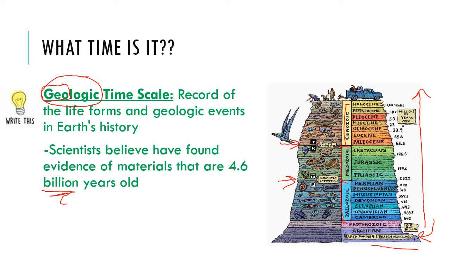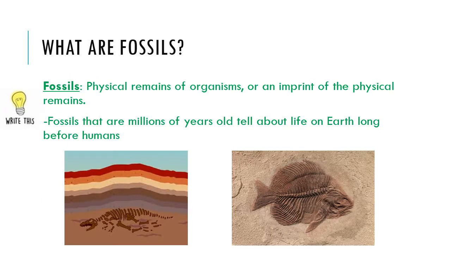So how did they actually know all of this happened? What did they use? If you said fossils, you are absolutely correct. Ding, ding, ding. So fossils are the physical remains of organisms, plants or animals, or any bacteria really, or an imprint of the physical remains. So an imprint is kind of something like this. It's not necessarily the skeleton itself, but it might be what the skeleton left behind. Fossils that are millions of years old can tell us about life on Earth long before humans were there.